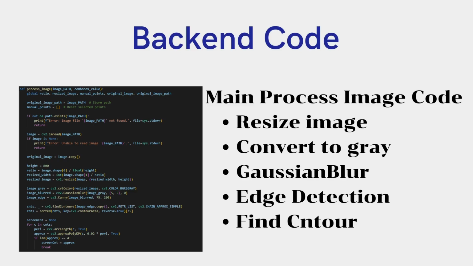Okay, for the back-end main process image code, what it does is it resizes the image, it converts the image to gray, and then it applies Gaussian blur, then it uses the edge detection function, and it finds the contour.